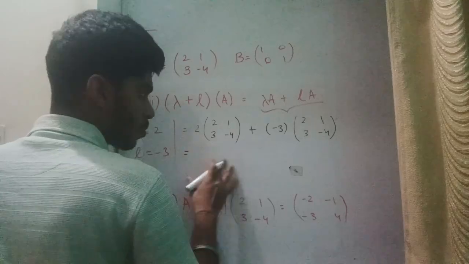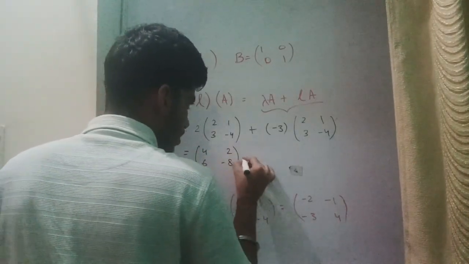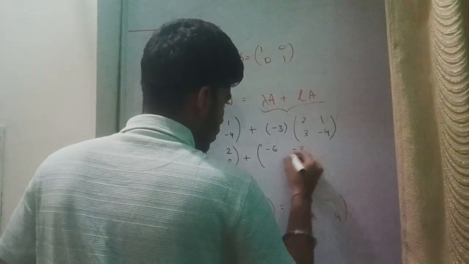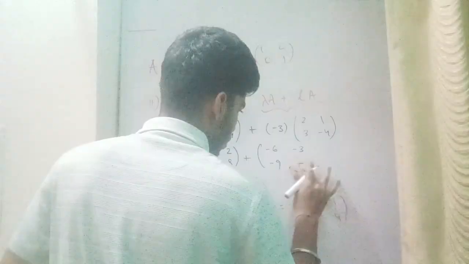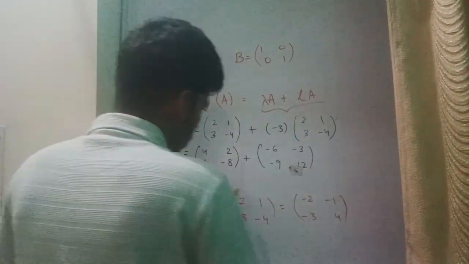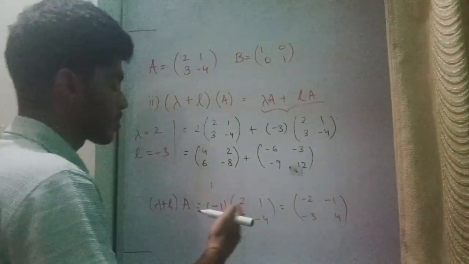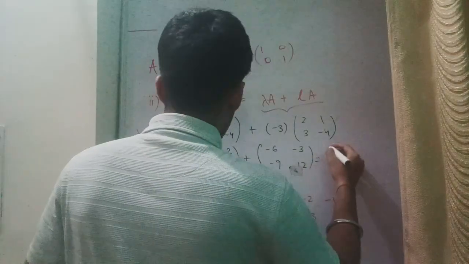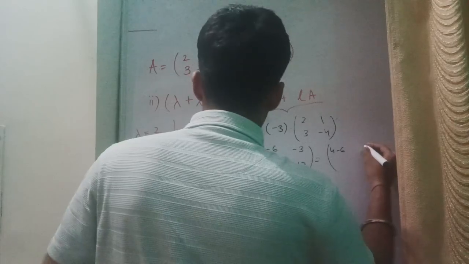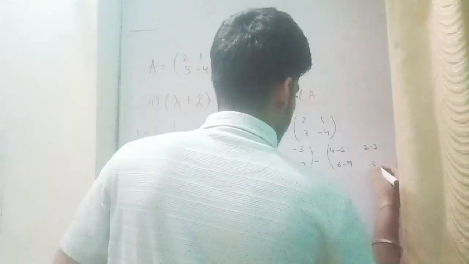Right. So now we start evaluating. It's 4, 2, 6, -8, plus -6, -3, -9, and plus 12. Right. So now we are left with two matrices of the same order, 2 cross 2 and 2 cross 2, and we are supposed to add them. So now we perform the addition and we get 4 minus 6, 2 minus 3, 6 minus 9, minus 8 plus 12.